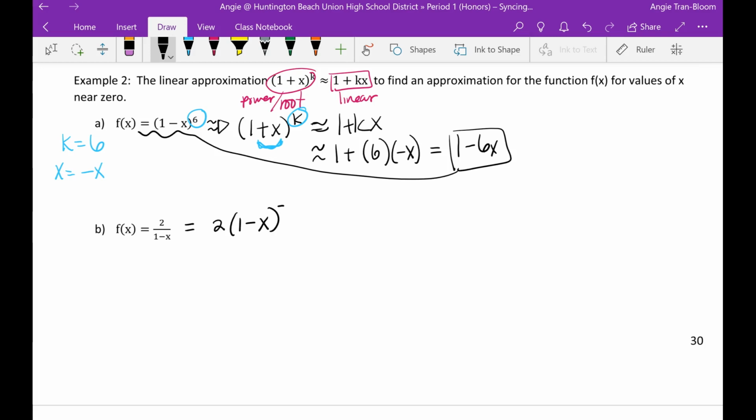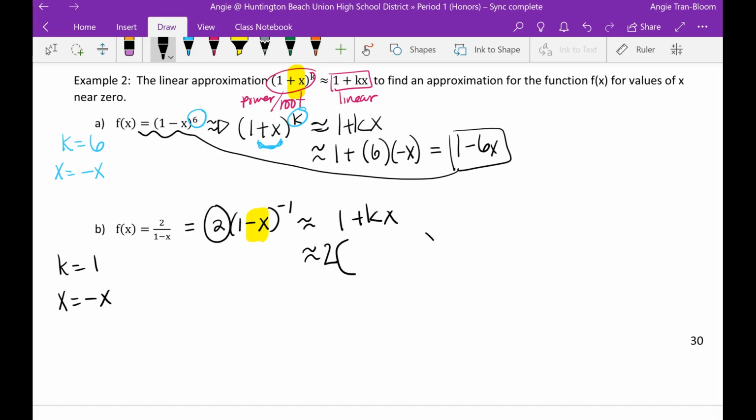For part 2, before I plug it into the approximation formula, I would like to rewrite this as a power function. In this case, your power is negative 1, so k is negative 1. Similarly, I'm going to use this equation again. Look at the equation: it's 1 plus x, but this is a negative, so be very mindful of that. Would you agree that I would have to switch that over? So your formula is 1 plus kx, but you have a 2 in the front. So what do you do with that? You put the 2 in the front, just like that.